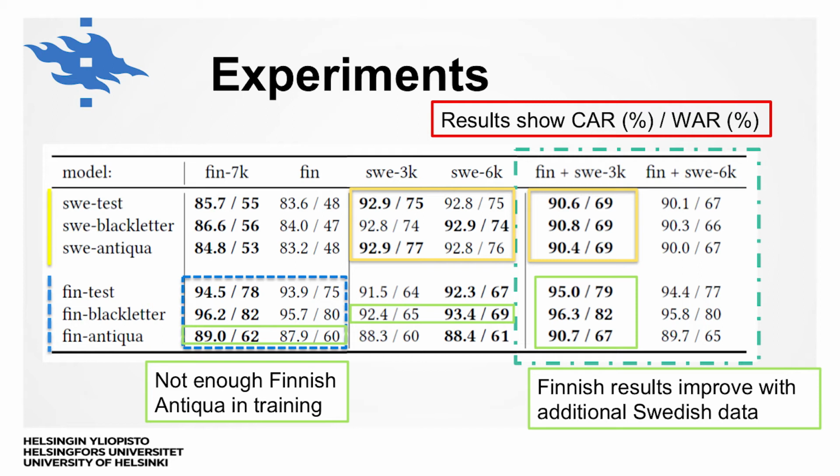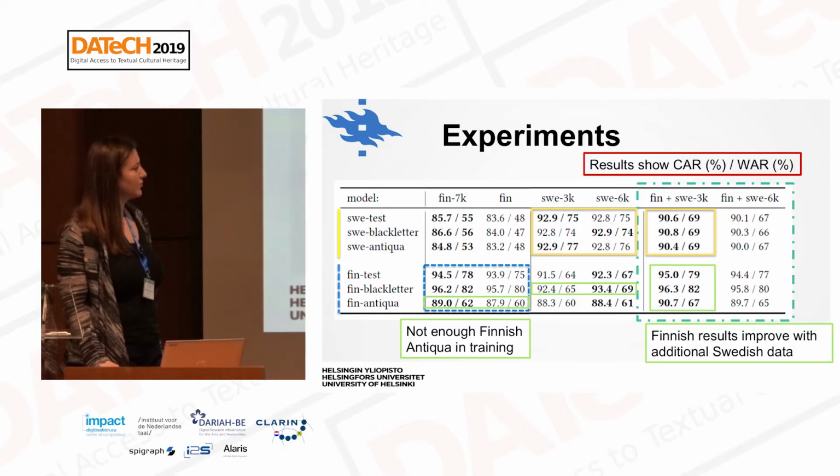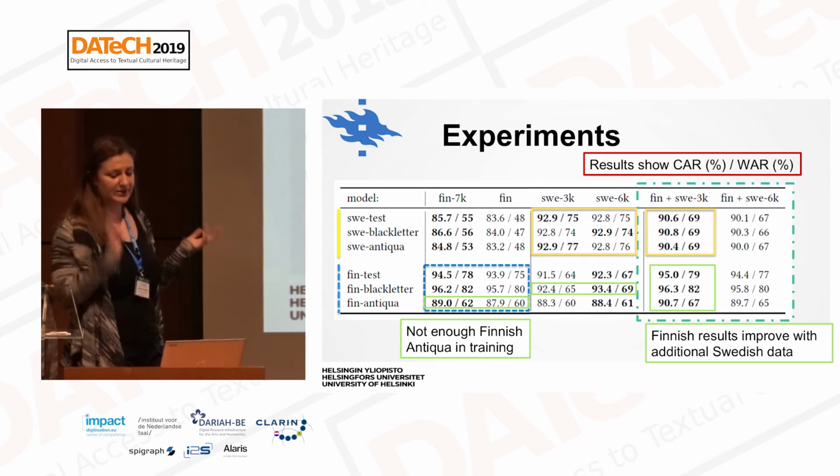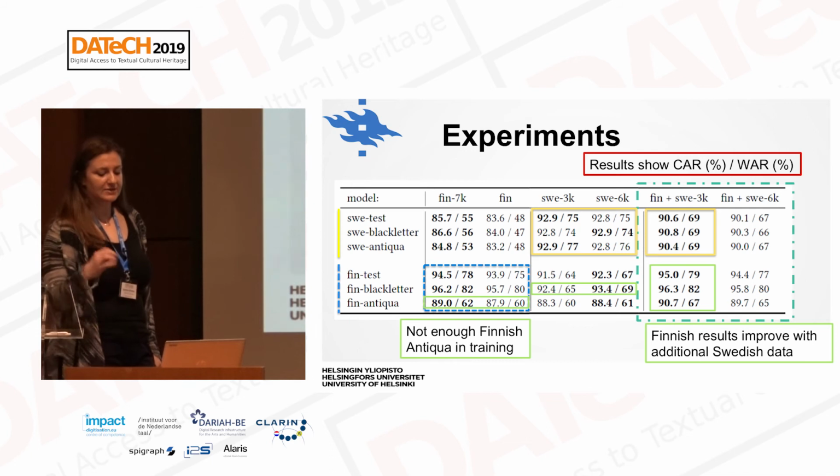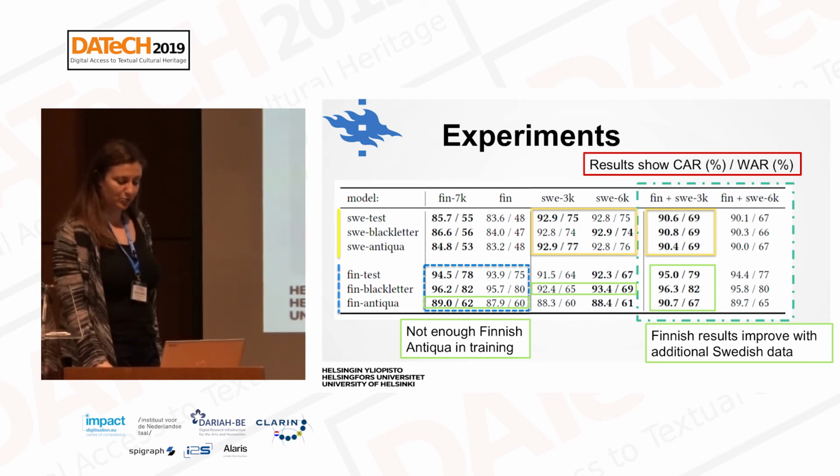And finally, we did mixed models as well. So here we have the whole Finnish data with Swedish 3,000 and the whole Finnish data with Swedish 6,000. And we got better results when we mixed Finnish and Swedish 3,000. On the Swedish test set, it performs poorly in comparison to Swedish-only models. So it doesn't perform that well. But on the Finnish test set, we got the best results overall. So when we added some Swedish data, Finnish results improved.